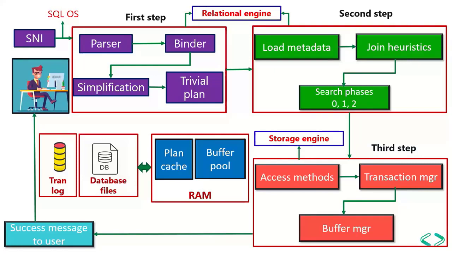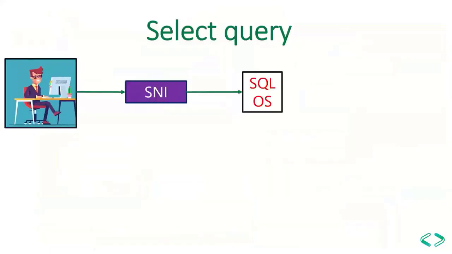When you compare with the other 2 steps, the third step components are IO intensive and resource consuming, because the buffer manager component has to grab the pages from the disk file system. That's the reason why it is very IO intensive. So the first step components and the second step components come under the relational engine, and the third step components come under the storage engine. Now let's see how the query gets processed behind the scenes.